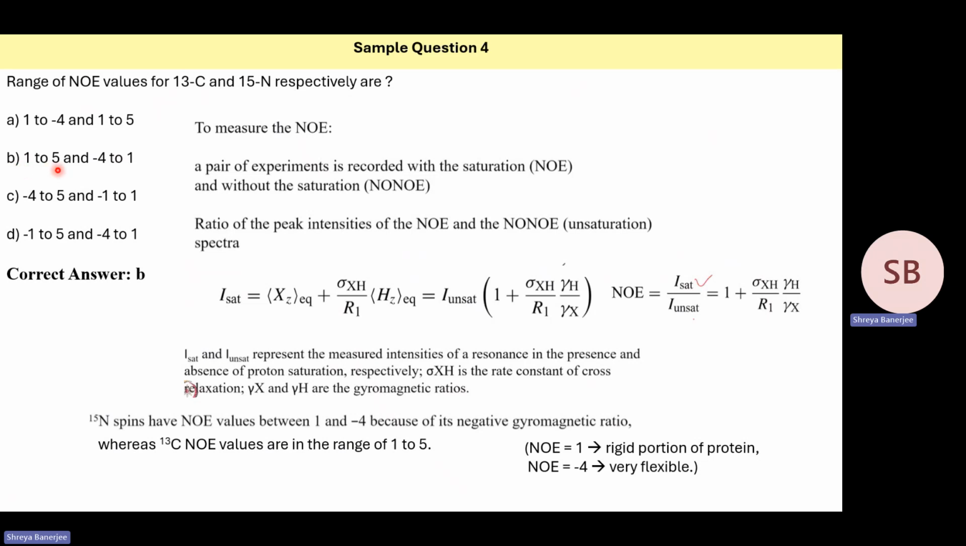13C range is 1 to 5. 15N range is -4 to 1. Correct answer is B.